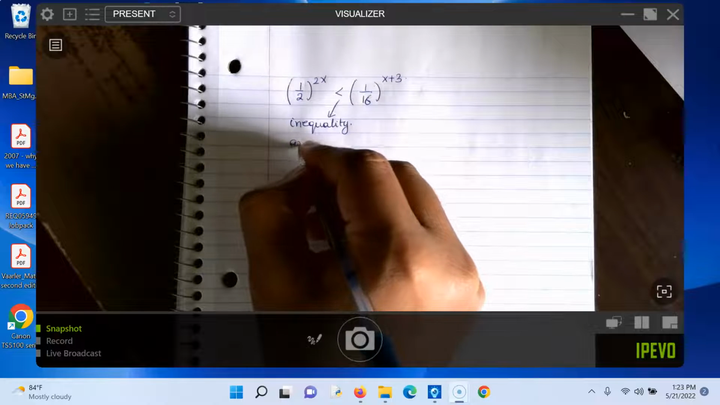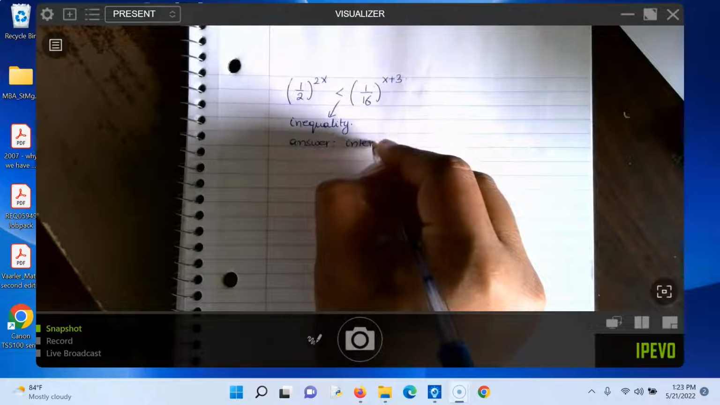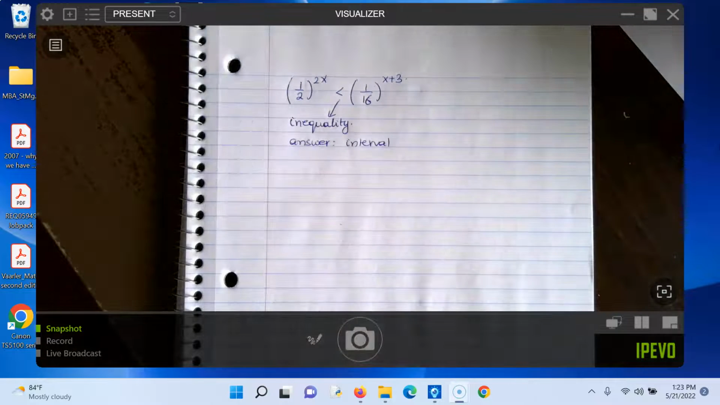So the answer for this is going to be an interval. Okay. It's not going to be a number. When you have an equation, when you solve the equation, you get the answer to be a number. When you solve the inequality, you get the answer to be an interval. Now how do we go about it? I'm going to explain that to you.